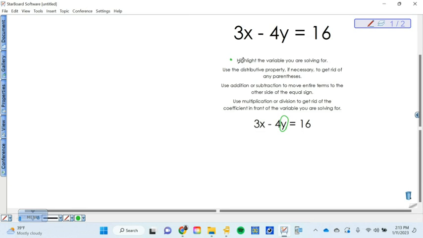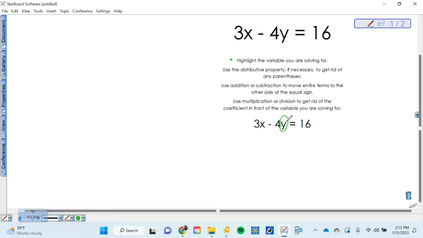So first step, highlight the variable you're solving for. In this page, we're solving for y every time. So I just circled that y. That just reminds me I got to get the y all by itself. What do I need to get rid of in order for the y to be by itself?